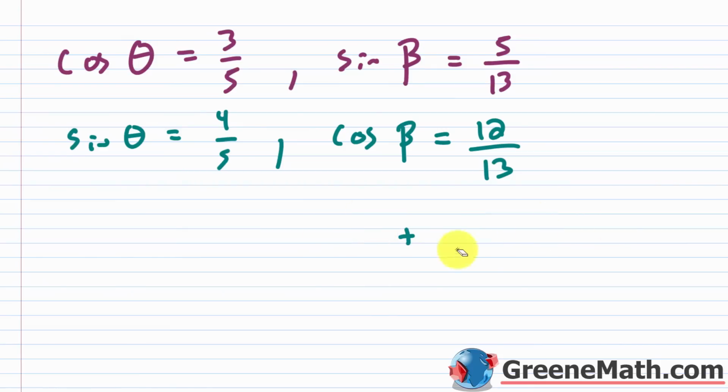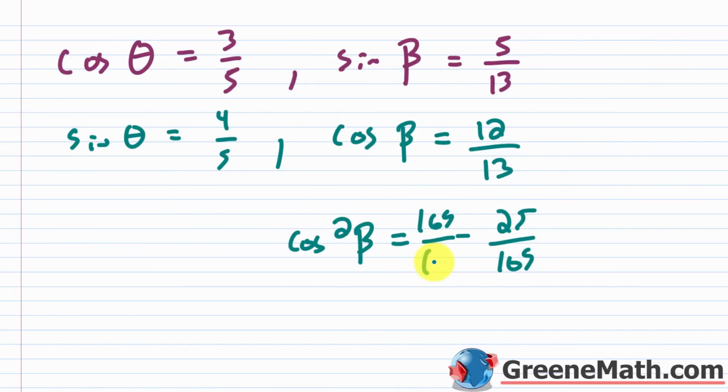Again, another way to do this would be that cosine squared beta is equal to 1 minus your sine squared beta. So 5 squared is 25. 13 squared is 169. And so this would be 169 over 169. Let me make this a little bit better. My handwriting's getting a little sloppy there. So 169 minus 25 is 144. So this would be 144 over 169.